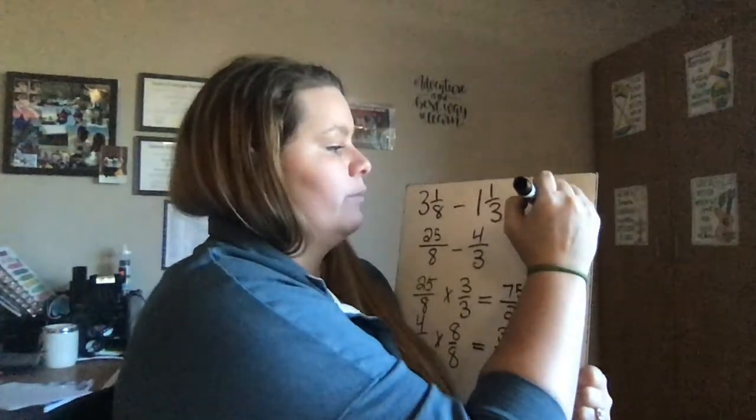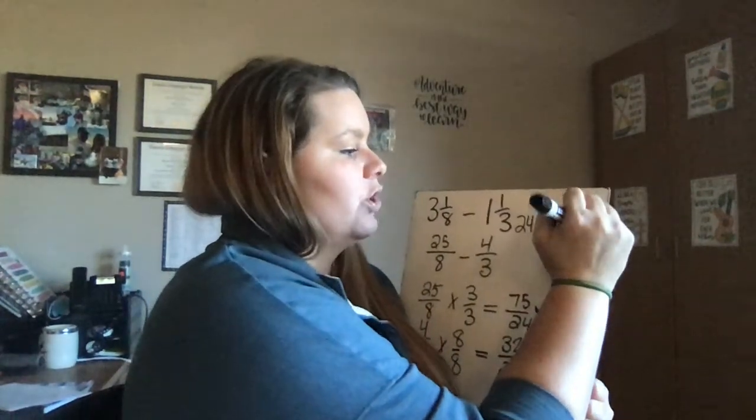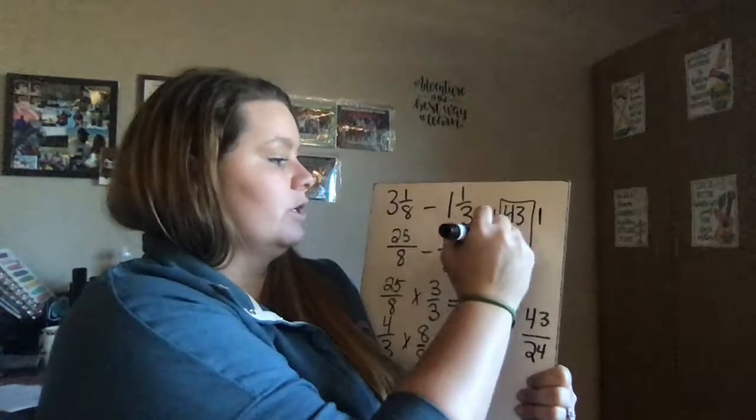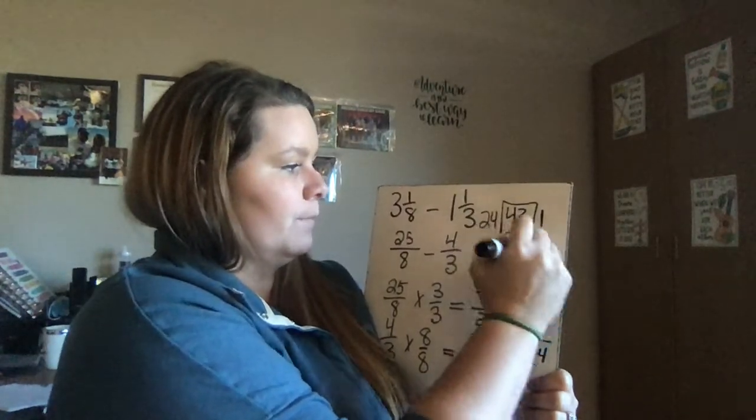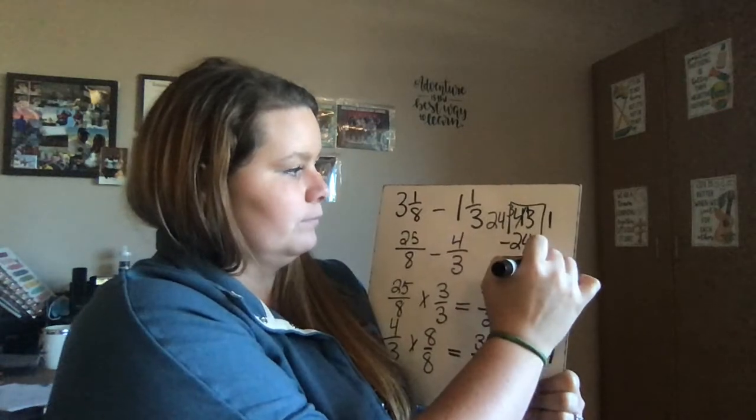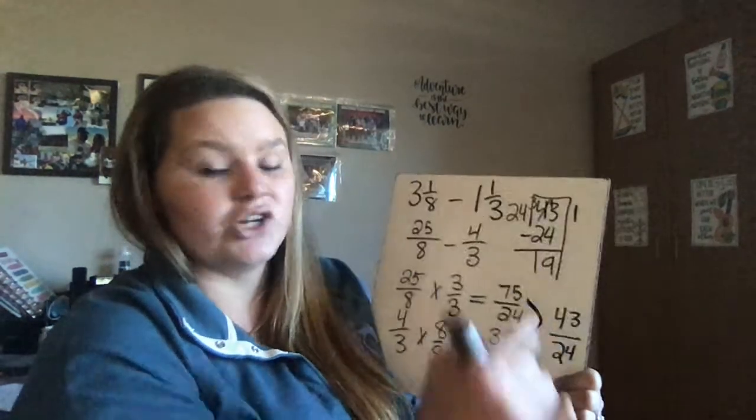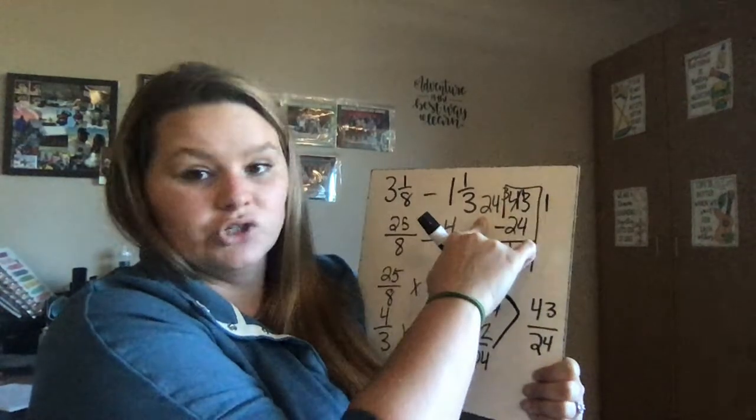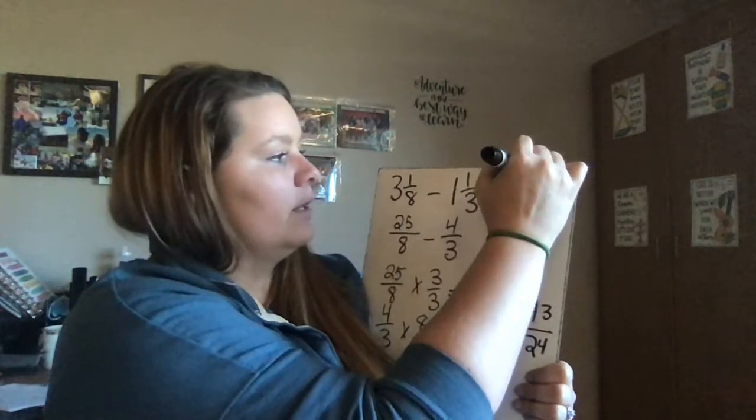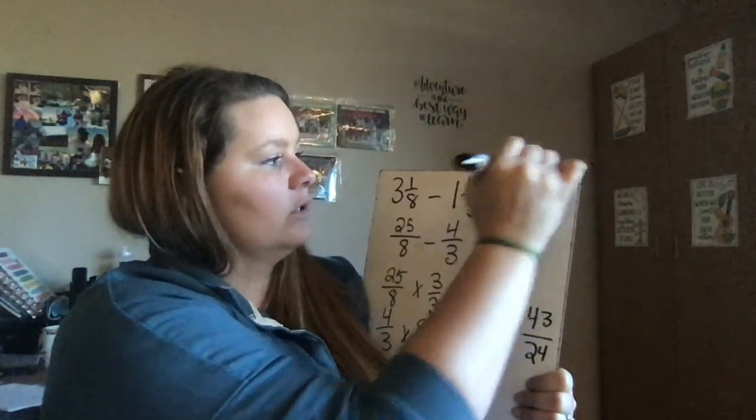I can also show this as division. So we can put 43 inside and 24 outside. It's going to go one time, then we're going to subtract 24, and we're going to get 19. And so our answer is 1 and 19 24ths. 1 and 19 24ths is our final difference.